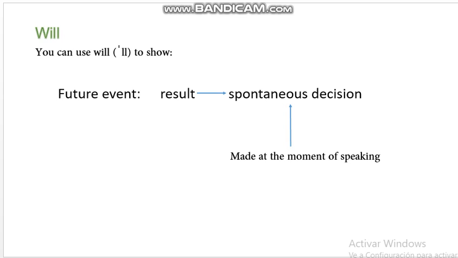Okay, we are going to talk about the future form will. Okay, you can use will to show the future event which is the result of a spontaneous decision made at the moment of speaking. As you can see, we have will, which is the long form, or apostrophe ll, which is the short form, but it is the same.